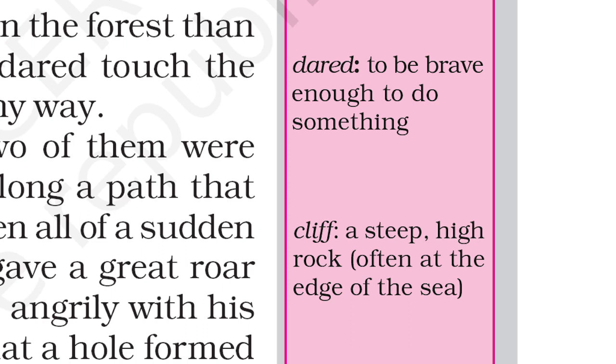Here, cliff means a steep or a high rock, often at the edge of the sea. Now here, when they were going through the jungle in the cliff, the lion suddenly stopped and he let out a great roar, and he struck his paws on the rock. And he was angry, but he quietly went away from that side of the jungle.